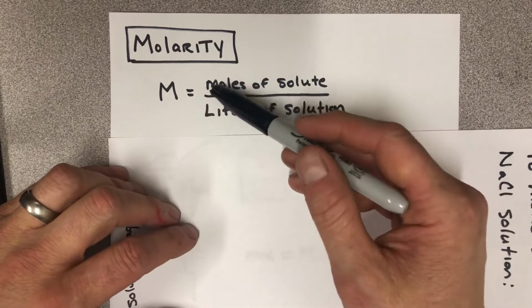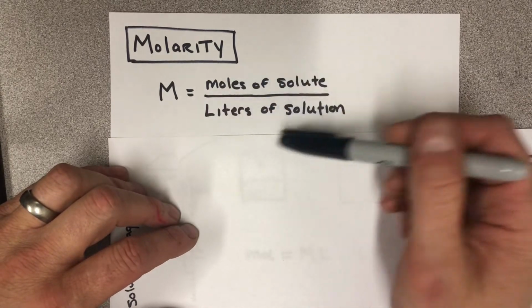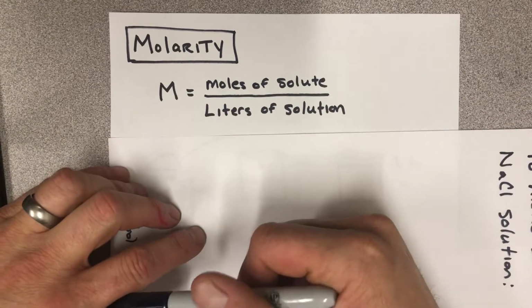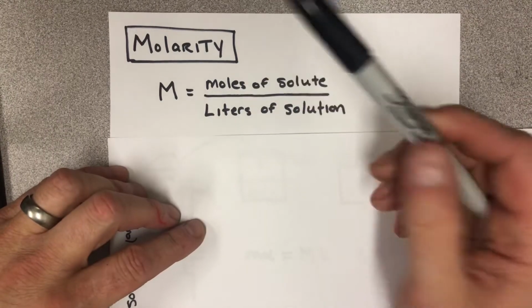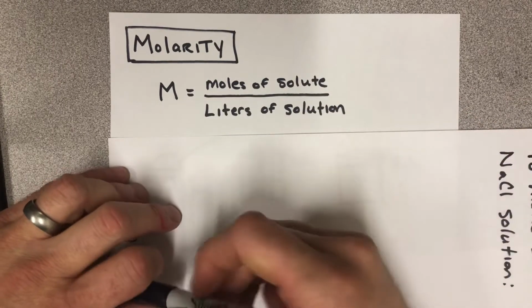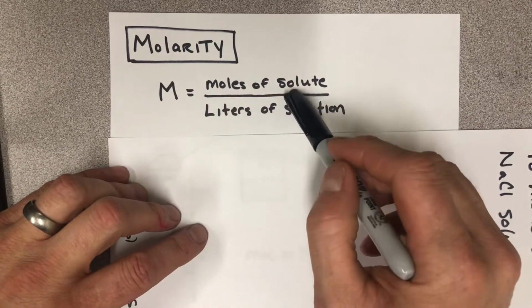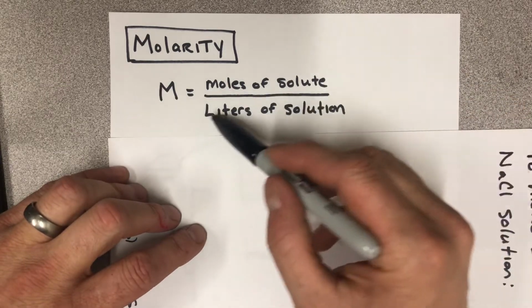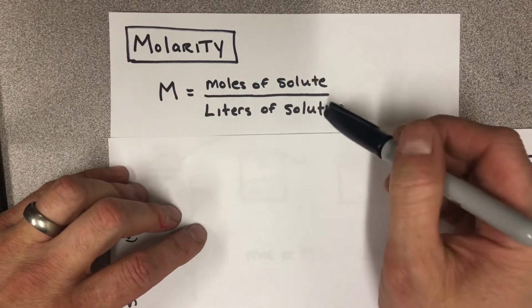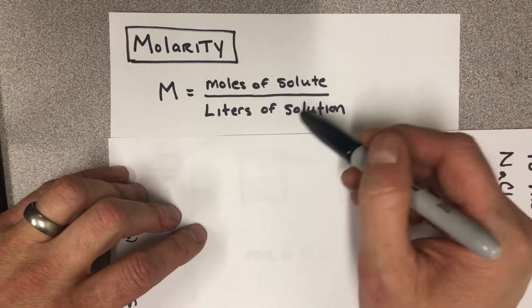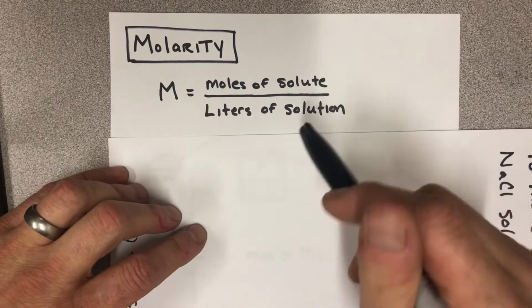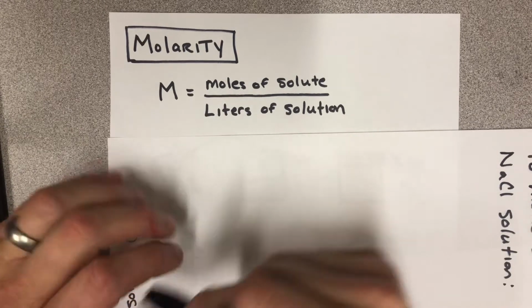So the more stuff that you dissolve into a quantity of water, the more concentrated the solution gets and the higher the molarity gets. Molarity is calculated by dividing the number of moles of solute, which is the stuff that goes into the water, by the liters of solution, which is a combination of the solute and the water. So moles over liters. That's the general formula for molarity.